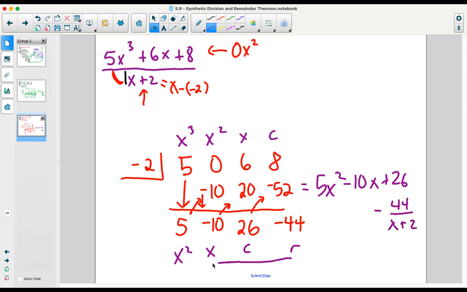Using each of these powers of x and the constant and the remainder to become the coefficients in our resulting quotient polynomial.